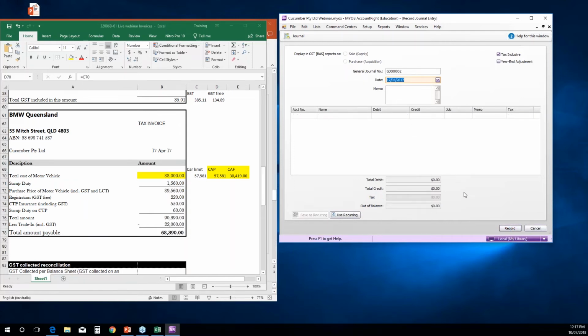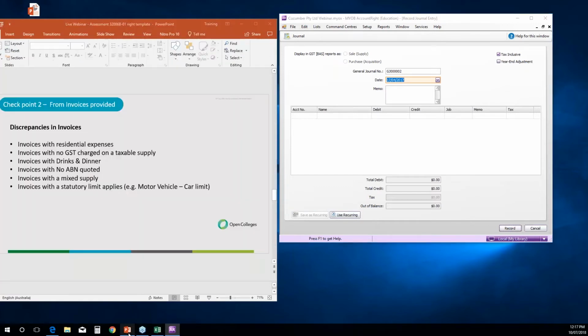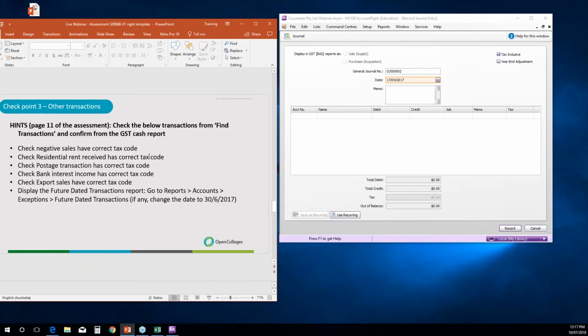So we have finished all the invoices. So let's go for the next one, which is the hint given. All you have to do is have a look at all these hints given. Negative sales, have a correct tax code or not. Residential rent has a correct tax code.